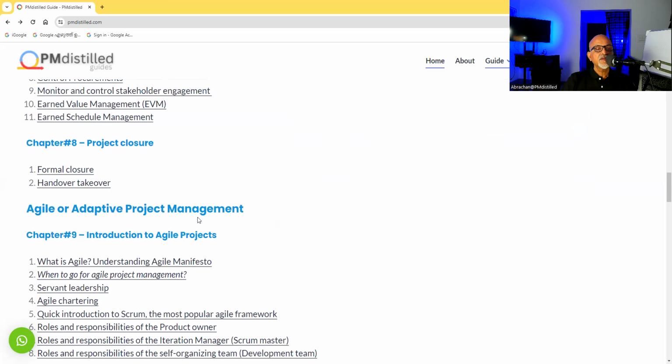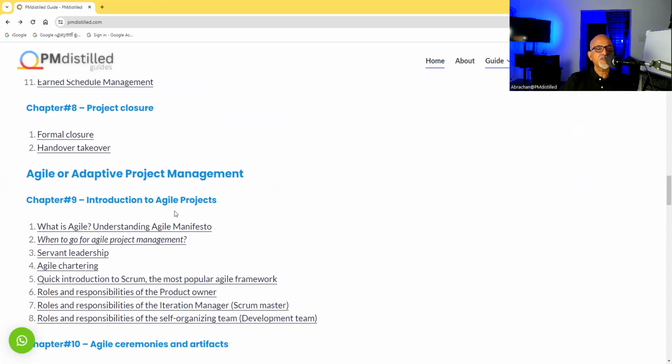So, chapter 9 focuses more on introduction to agile projects. What is agile and when to go for agile, servant leadership, agile chartering, and a quick introduction to Scrum, the most popular agile framework. Here, instead of talking a lot of things about agile, we feel that if you understand one framework completely, then it will be very easy for you to connect with the other concepts. So we give a lot of emphasis to Scrum, which is the most widely used or the most popular agile framework.